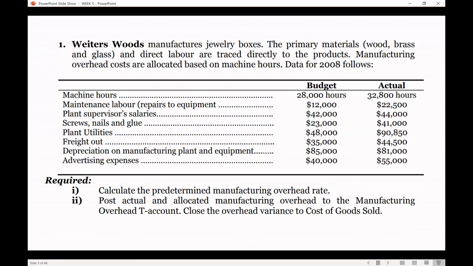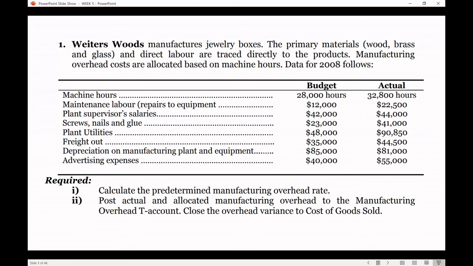So we have budgeted and actual information for machine hours. Machine hours here is our cost driver. We have it for maintenance labor, which is repairs to equipment, for plant supervisors' salaries, for screws, nails, and glues. We have it for plant utilities, freight out, depreciation on manufacturing plants and equipment, and also for advertising expenses. So essentially, these are expenses, these are costs to the business.